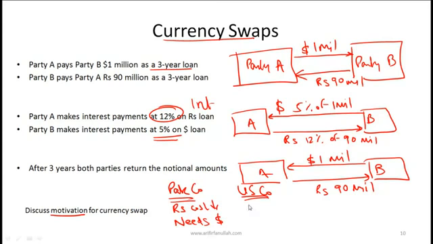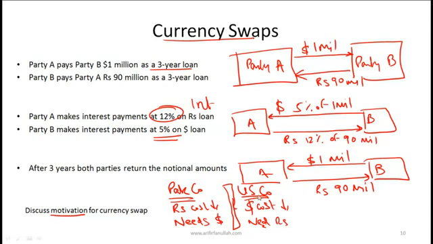So for the US company, however, the cost of borrowing dollars is low, but what they need is rupees. Now, both of these entities can contract a swap facilitator who can bring these two entities together. And what can happen is, since the Pakistani company can borrow the 90 million rupees at a low cost, the Pakistani company can borrow 90 million rupees at a relatively low interest cost and lend the 90 million to the US company.